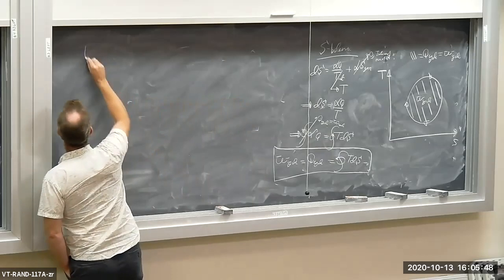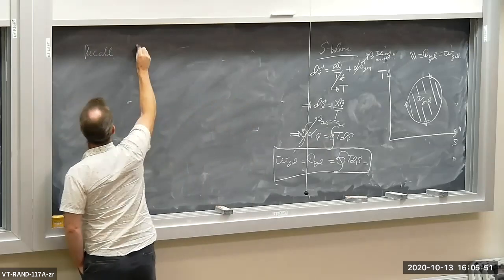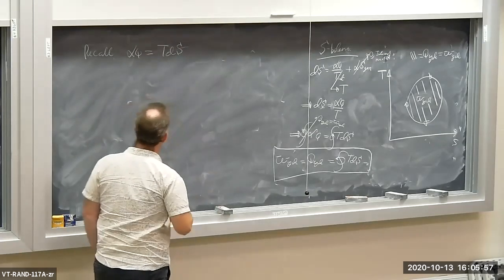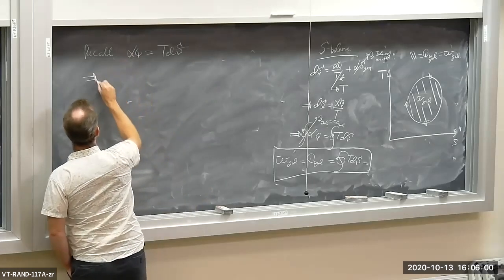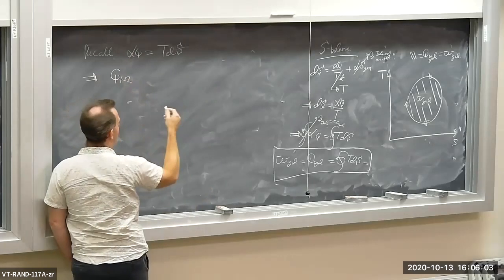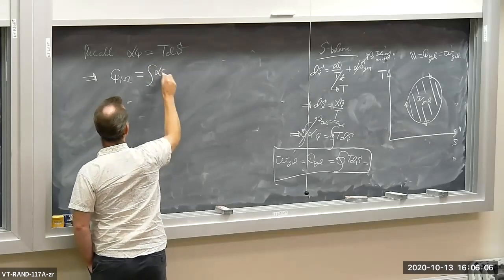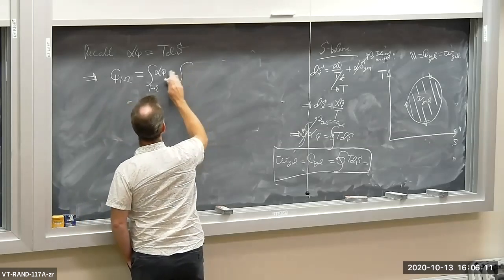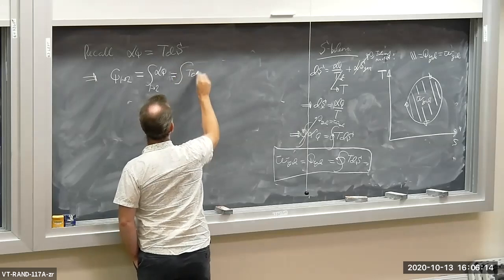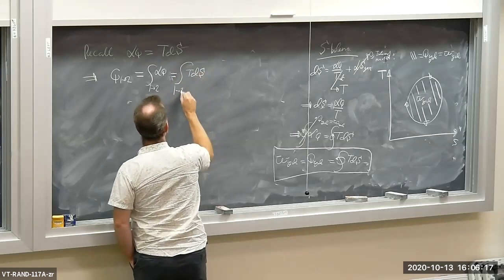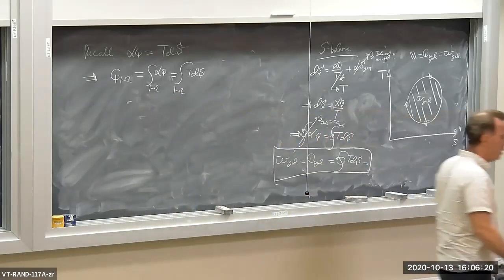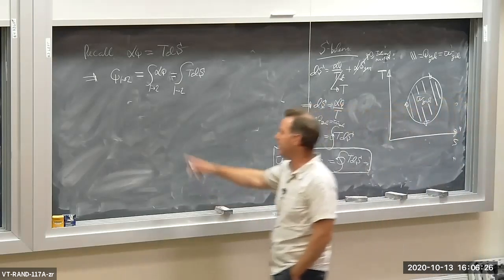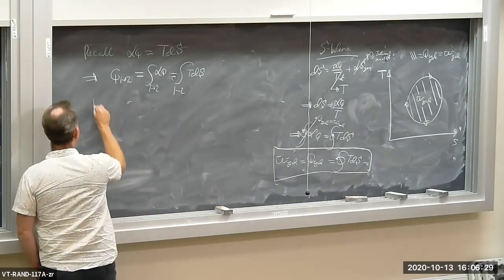So recall, del Q is equal to TdS. That means the heat transfer over some process, 1 to 2, is equal to the integral of the heat transfer over the process 1 to 2, which is equal to the integral of TdS over the process. So not only can I get the net work produced by the cycle from the TS diagram, but I can get the heat transfer. Let me show you what I mean.